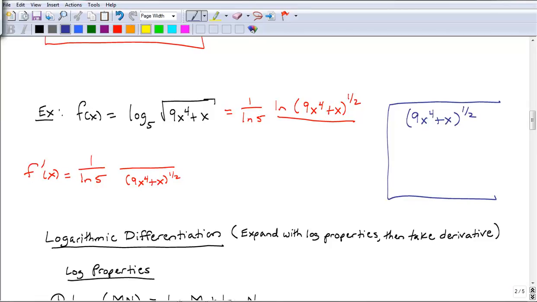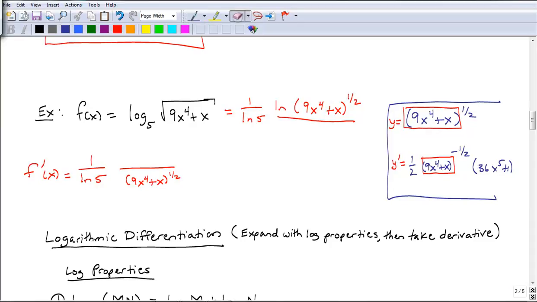Notice that's another chain rule. The derivative around the box: the 9x to the 4th plus x stays inside. The 1/2 comes out front. The power becomes negative 1/2. That's the derivative around the box. The derivative inside is 36x to the 5th plus 1.